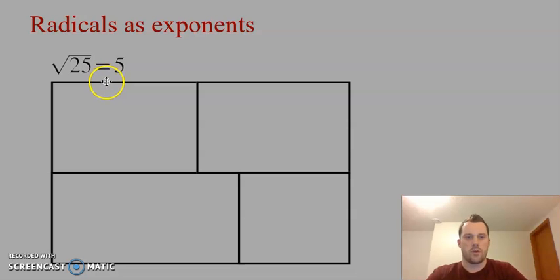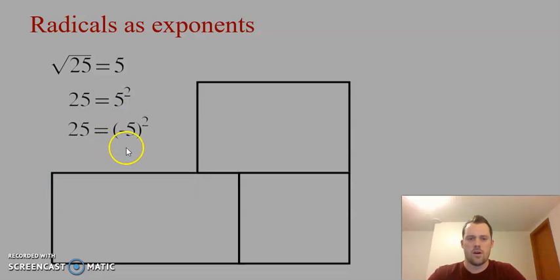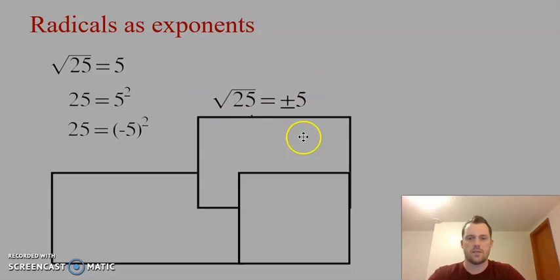We know that the square root of 25 is equal to 5 because if we square both sides, the opposite of square root is to square something. Those are opposites, or inverses, so they cancel each other out. We get 25 on the left, and if you square the right side, 5 squared is 25, because 5 times 5 gives us 25. But negative 5 times negative 5 also gives us 25. So negative 5 squared would give us the same answer. So the square root of 25 is actually plus or minus 5.